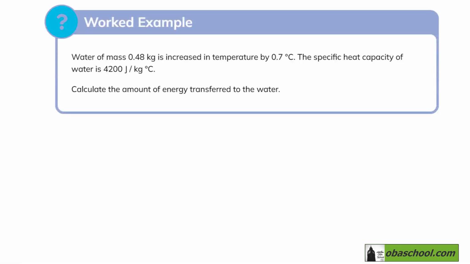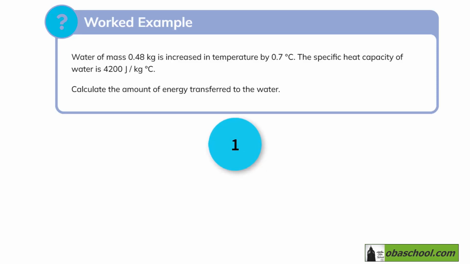Now let's solve the following exercise. Water of mass 0.48 kilograms is increased in temperature by 0.7 degrees Celsius. The specific heat capacity of water is 4,200 joules per kilogram degrees Celsius. Calculate the amount of energy transferred to the water.